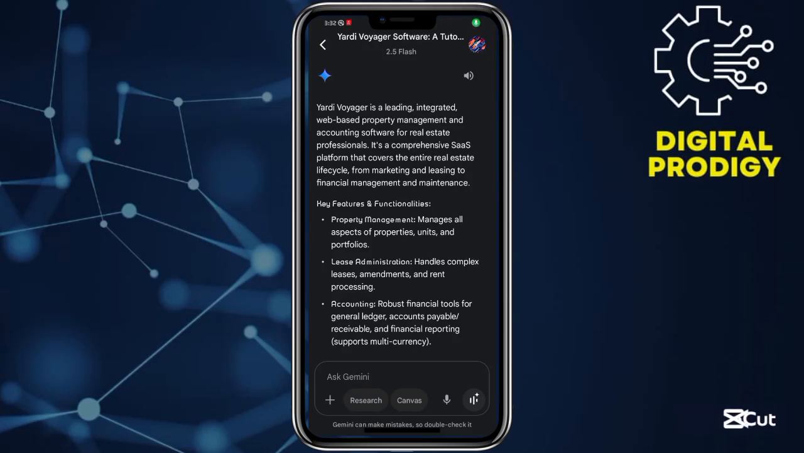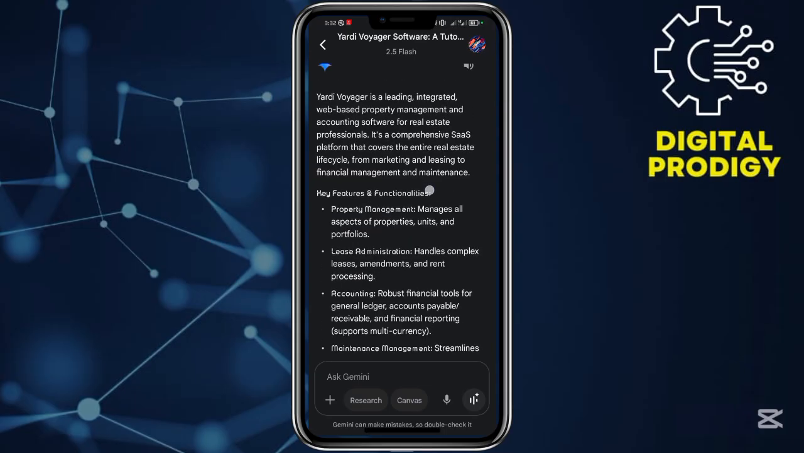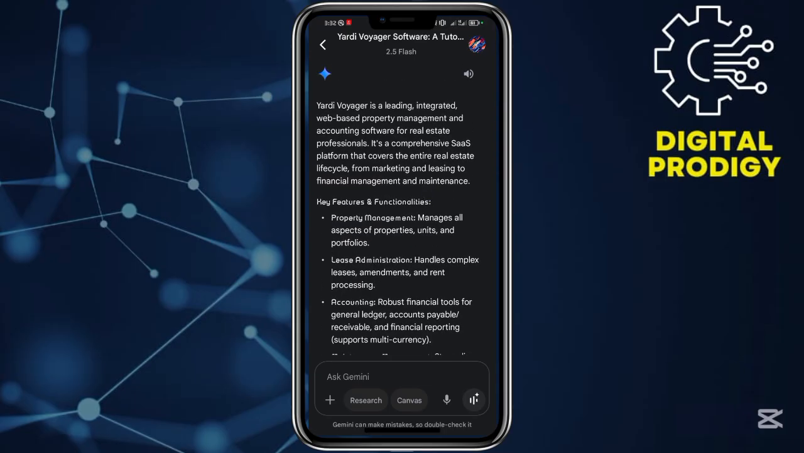In this video, we shall look at the Yardi Voyager and everything that you need to know about this. For this case, we shall use the Gemini AI to exactly understand what it means. So you can choose either to play or to read through this manual automatically.